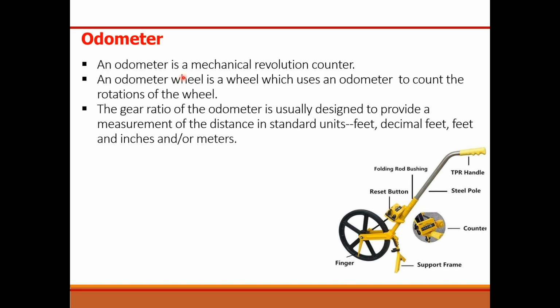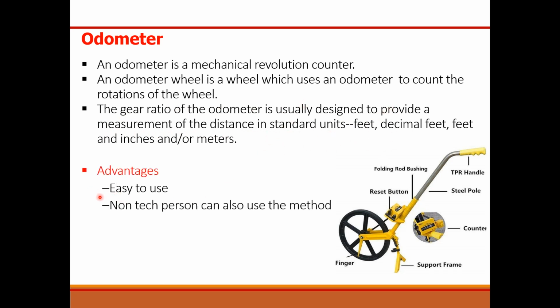Next is the odometer, which is a mechanical revolution counter. An odometer wheel is a wheel which uses an odometer to count the rotations of the wheel. The gear ratio of the odometer is usually designed to provide a measurement of the distance in standard units, which can be feet, inches, or meters, or any units.